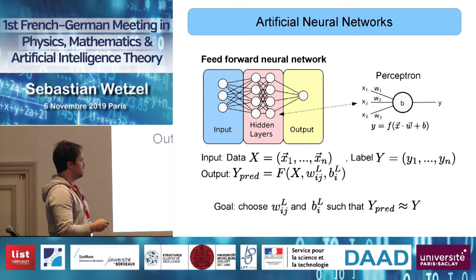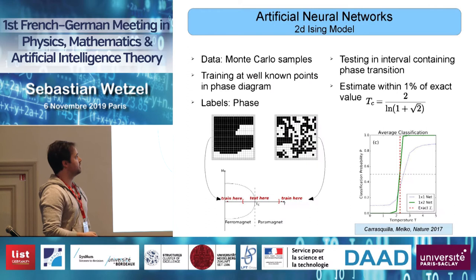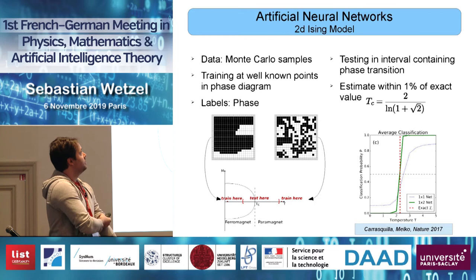Each of the x's corresponds to a label. Our neural network is just a function that depends on all the parameters, the weights and the biases in all different layers. And the goal while training is we choose Wij and Bij such that the output of the neural network matches the real label, in the sense of supervised learning. And we can apply this feed-forward neural network to a bunch of Monte Carlo samples.